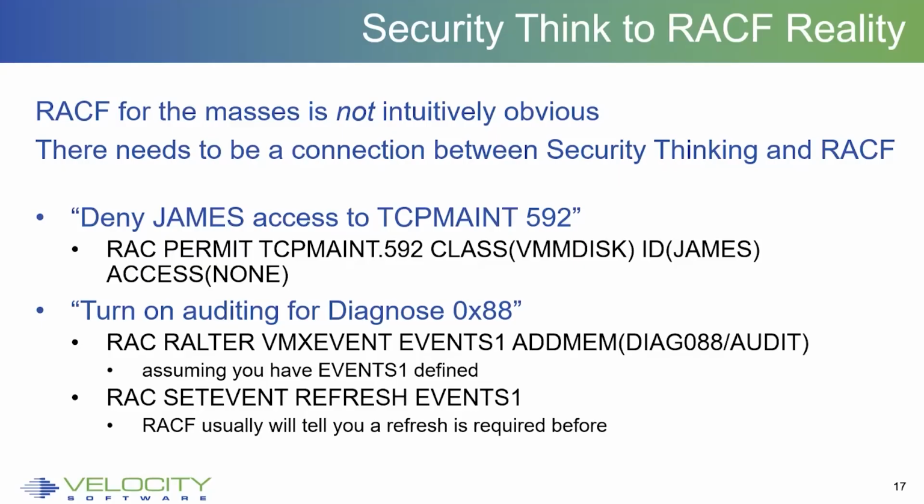For instance, if somebody says, we need to deny James access to TCPMAINT's 592 minidisk, that would translate into a RACF command. It's a PERMIT command with a class, the ID, and access set. Now, if somebody says, we need to turn on auditing for DIAGNOSE X'88', well, what does that mean? You have to translate that to be able to set RACF up to start auditing on those DIAGNOSE 88 events.